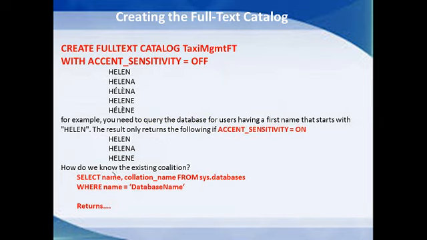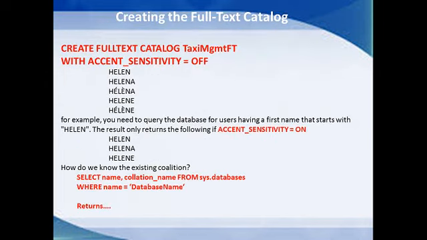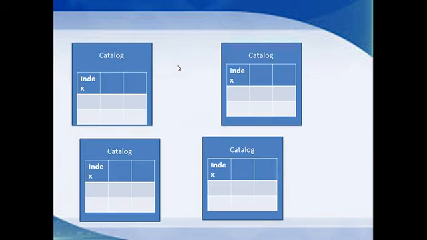What you should do is select the name, the collation name from sys.databases where the name of the database is your database name. Once you do that, you know whether accent sensitivity is on or off. If it is on and you would like to make it off, you have to use this syntax: create fulltext catalog, then specify the name of the catalog, and then accent sensitivity on or off based on your interest.